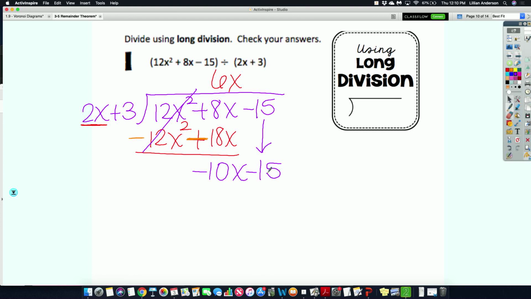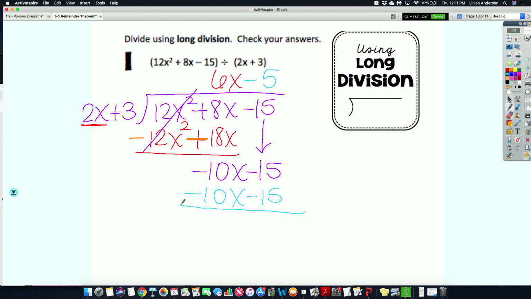Is this coming back to you guys? Yes. Then you repeat. What times 2x gives me a negative 10x? A negative 5. And so we repeat. We're going to multiply that negative 5 to the entire divisor. So that gives us a negative 10x minus 15.